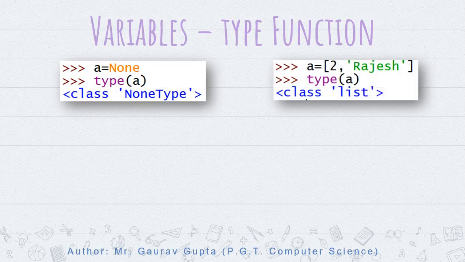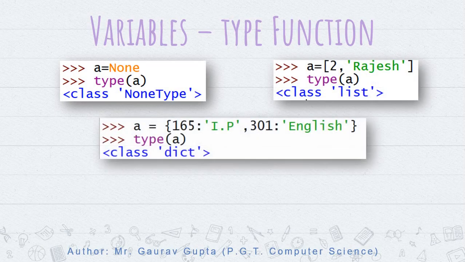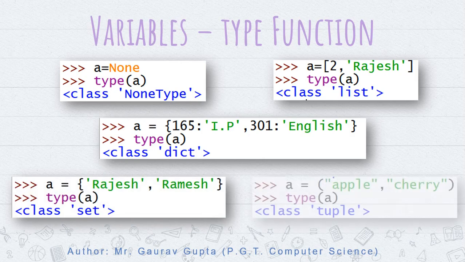Then we have list, which is defined by square brackets. After that, we have dictionary defined using curly brackets, then sets, and lastly, tuple. We will discuss working with all these data types in the coming lessons.